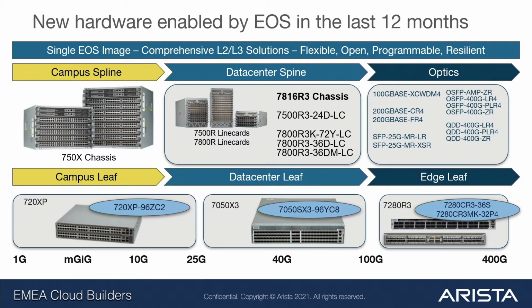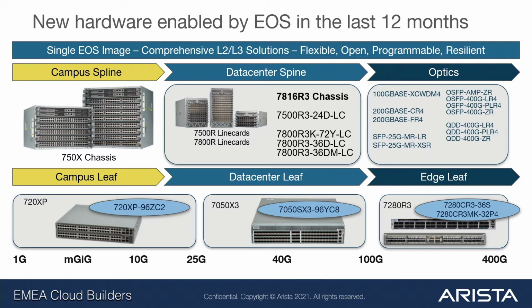At the bottom, we have the leaf devices that go all the way from 1 gig up to 400 gig. So we have the 720XP, the 96 port 1 gig box, 2RU, the 96 port Trident 3 or 7050SX3 box. And then on the right-hand side, some of our deep buffer, high capability, high feature set, MPLS type boxes in the flavor of the 7280CR3 and CR3MK, which I think is released already. But that's a MACsec, high density, 400 gig capable routing platform as well.